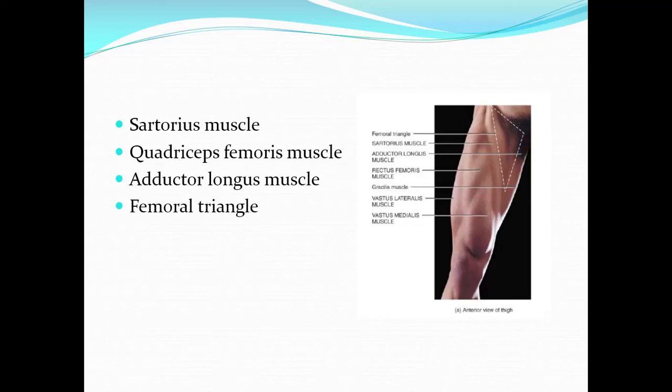Now the femoral triangle. On upper 1/3 of anterior aspect of thigh there is a depression, a triangular depression known as femoral triangle. This yellow dotted line shows femoral triangle.